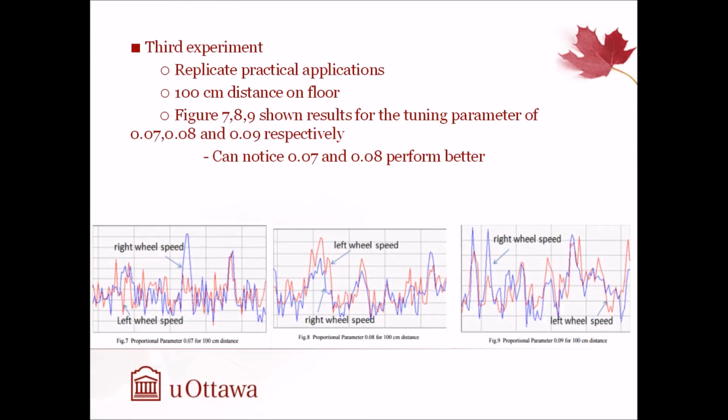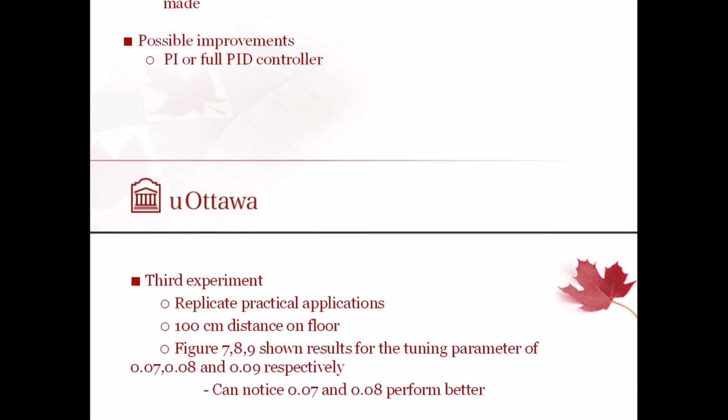In the third experiment, it was done to replicate practical application. So it was done on a floor, moving at a distance of 100 centimeters. And as we can see in figure 7, 8, 9, they show the best results of the tuning parameters. And we can see a little bit that 0.07 and 0.08 can perform the best, although 0.07 has that slight extra bump in the middle.